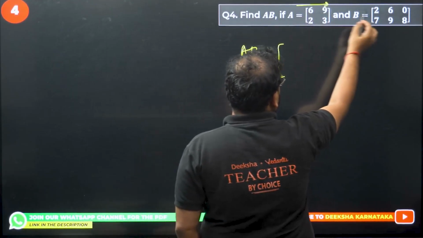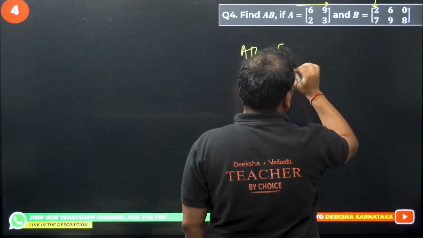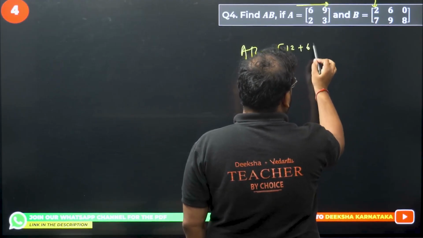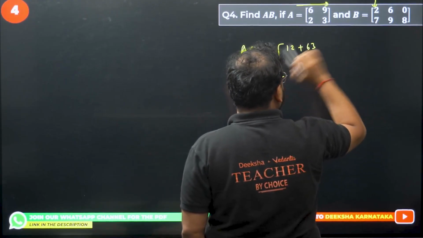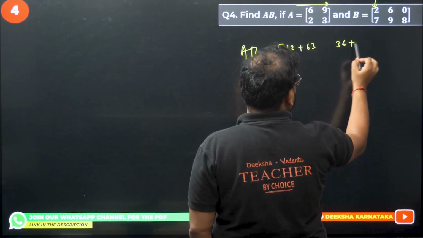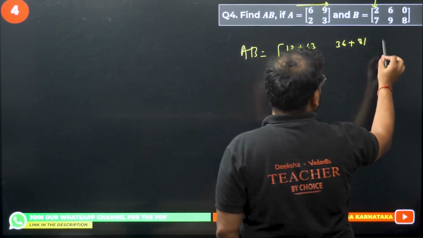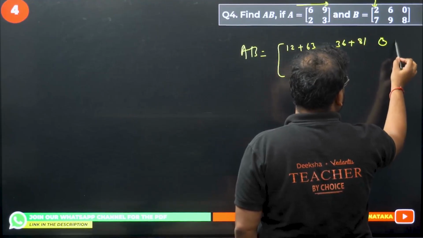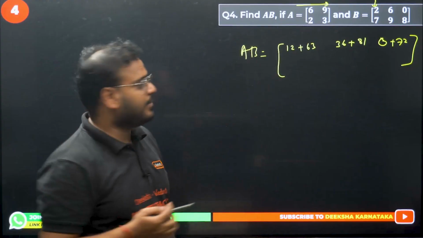So we'll go row to column. 6 into 2 is 12. 9 7s are 63. So 12 plus 63. Same way, 6 into 6 is 36. 9 9s are 81. 6 into 0 is 0, and 9 8s are 72. That's my first row of the product, matrix AB.